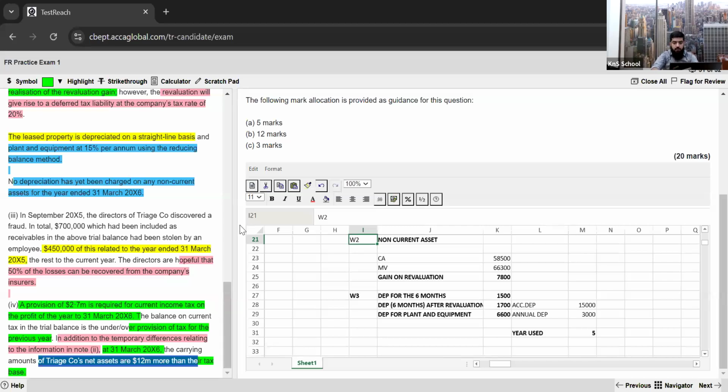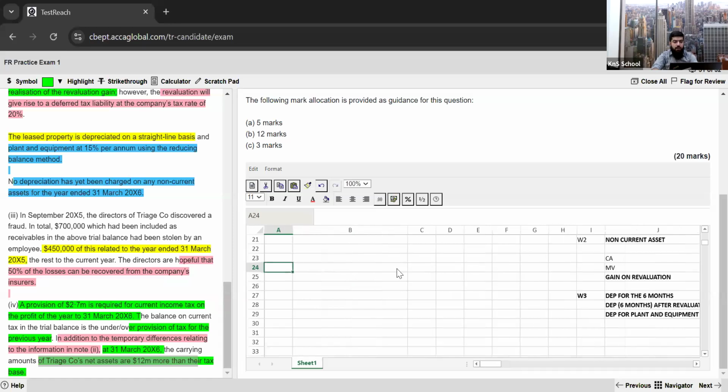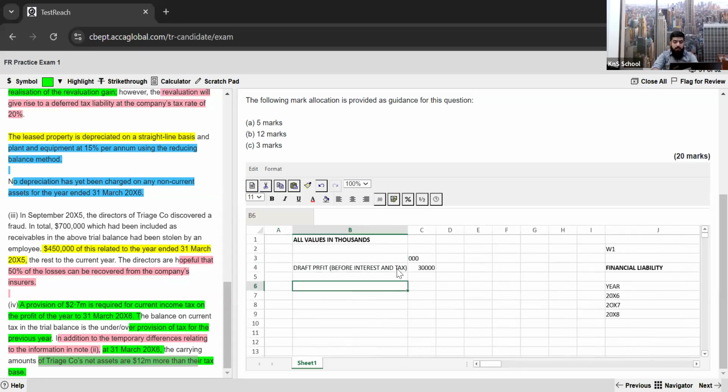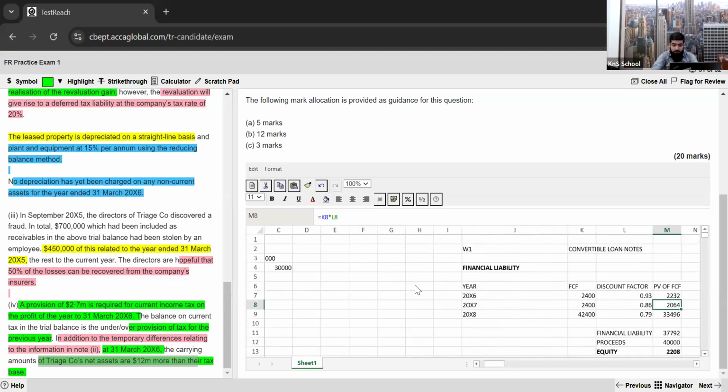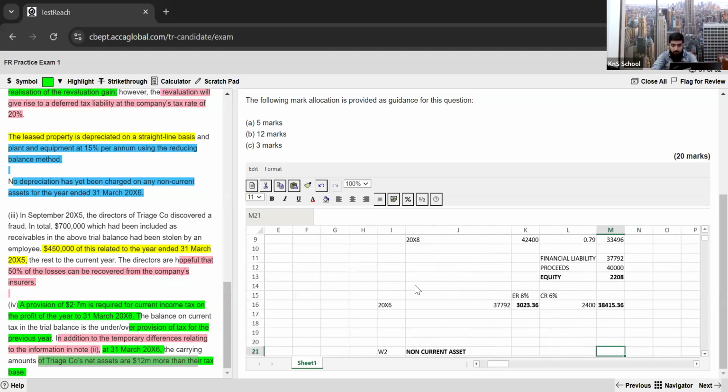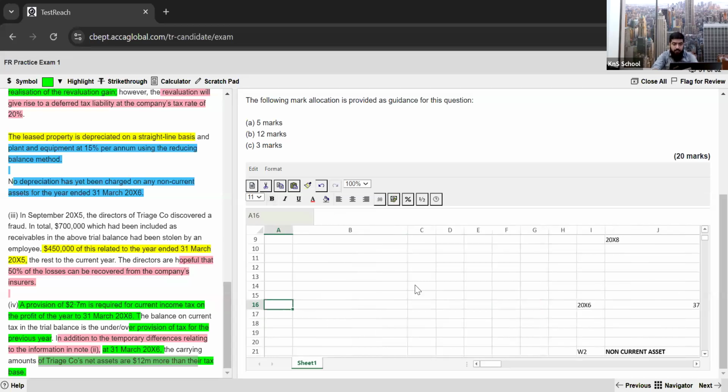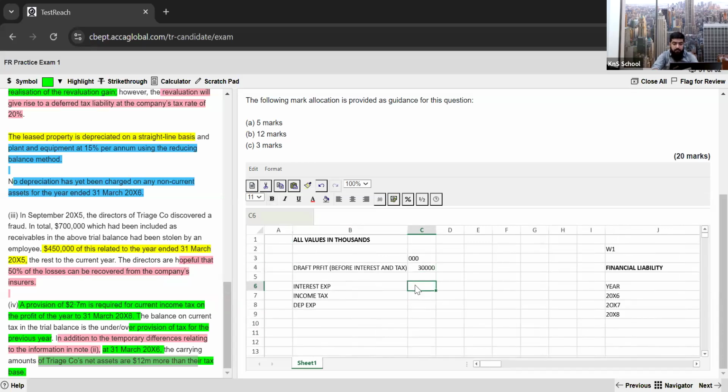Okay. Now what we are supposed to do is adjust the profit. The first adjustment that we need to account for is the interest expense for the year. Then we have to incorporate the income tax, and we have depreciation expense as well. Let's put it down. Interest expense for year 1 is 3023. The cell number is K16, and it will be deducted, so minus K16.